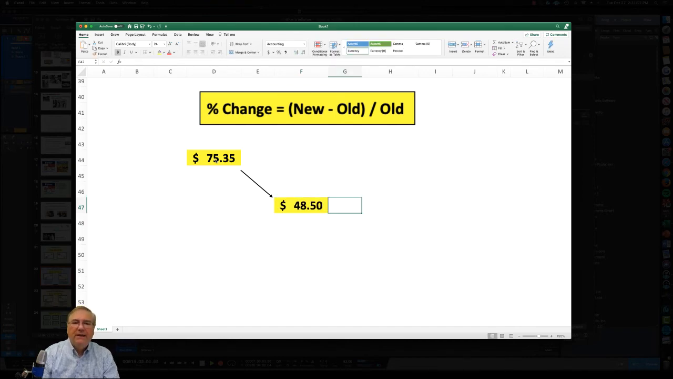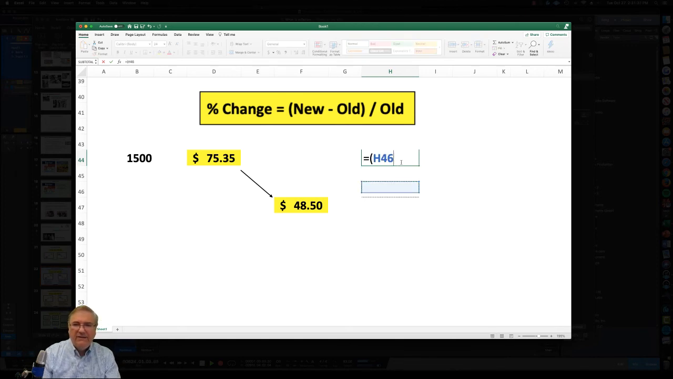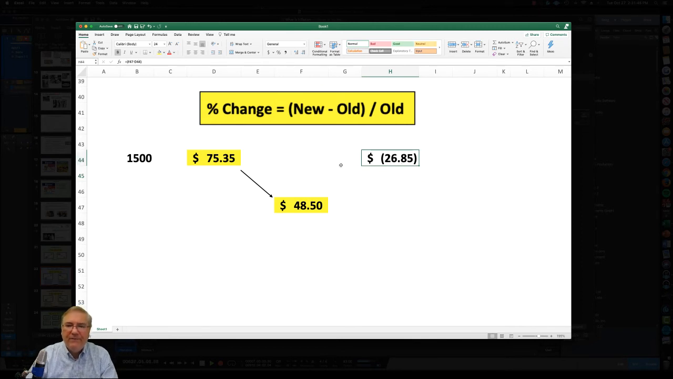Per share. Now Tom owns 1,500 shares. Okay? So let's answer the first question, the percentage drop. All we have to do once again is to plug in the new minus old, which in this case is the $48.50 minus the $75.35 per share. And our numerator says that Tom lost $26.85 per share. Let's change that to regular accounting again so you can more clearly see that.